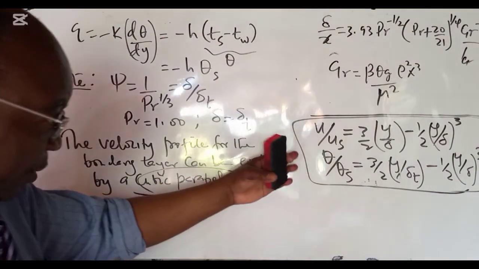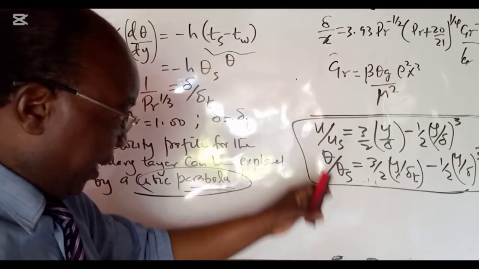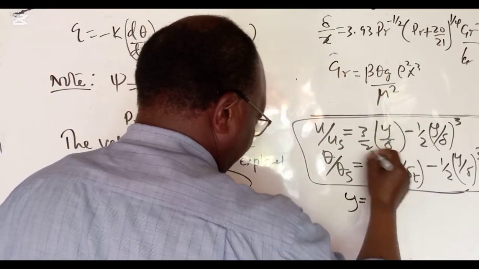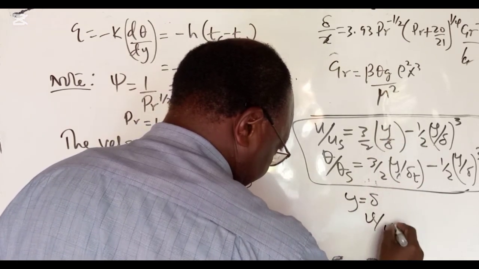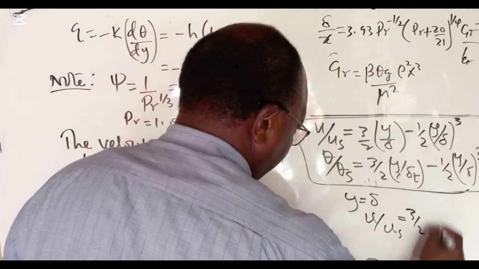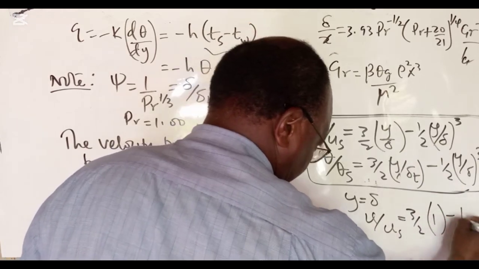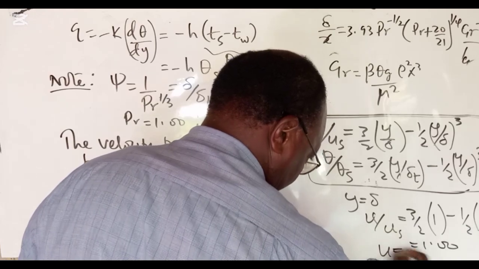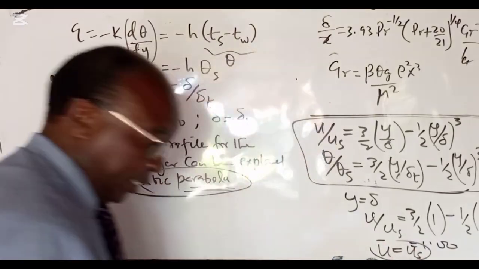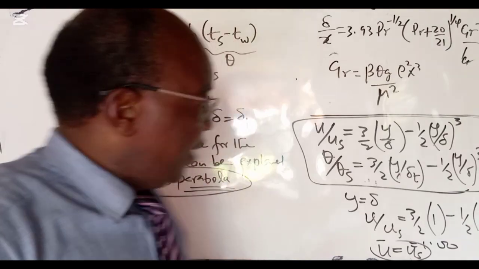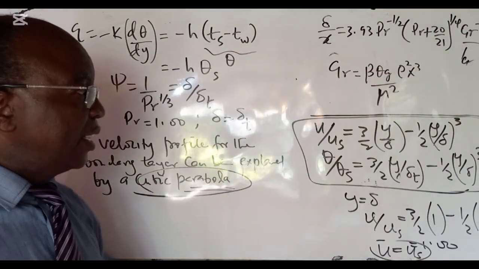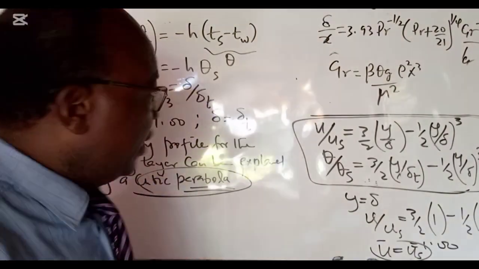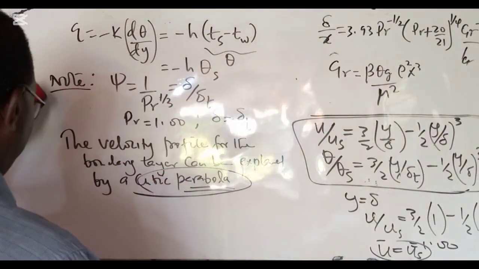For example, when y is equal to sigma, then in that particular case, u over us will be 3 over 2 into 1 minus half into 1, and that will be 1.00. So u is equal to us. That's the velocity is the same as the free stream velocity. So this is something we are used to now. We have already worked this. These are parabolic equations. And even in this particular case, we will work with a parabolic equation to account for the heat profile.